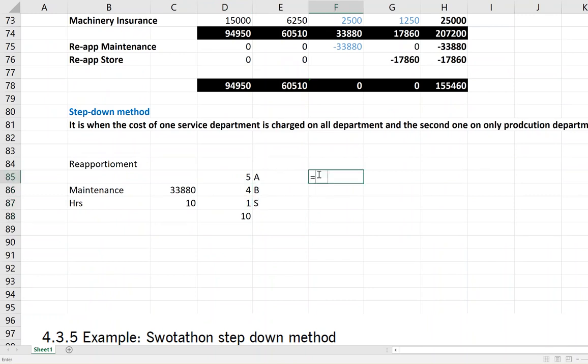Now taking the total maintenance divided by hours, multiply by A, just like we did in apportionment. In fact, this reapportionment is also included in the step apportionment. Usually it is not written separately, but this is a separate step. So, double checking that the cost is accurately allocated.